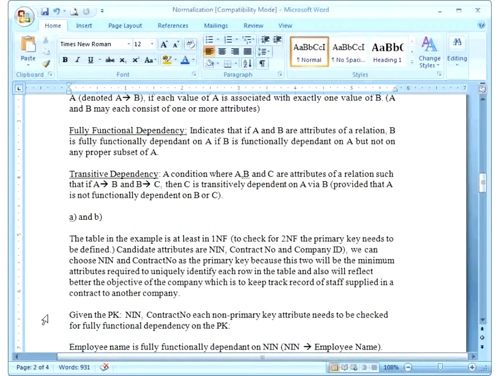All the values are atomic, and there is no repetition, so we can say that the table is in first normal form. Then we have to define the primary key. We can choose NIN and contract number as a primary key.